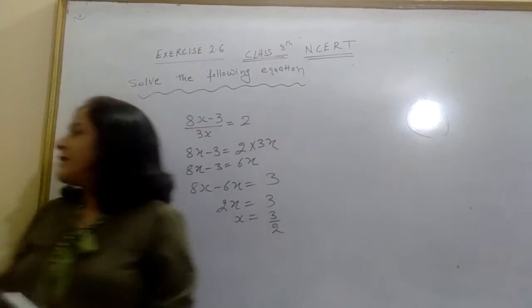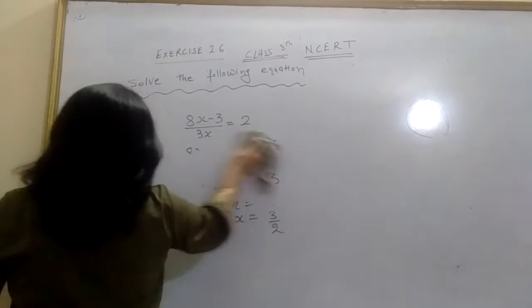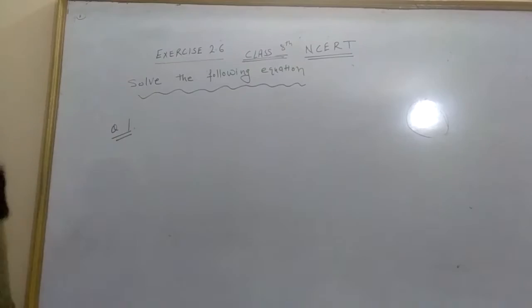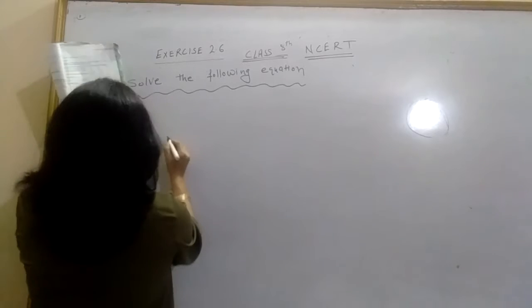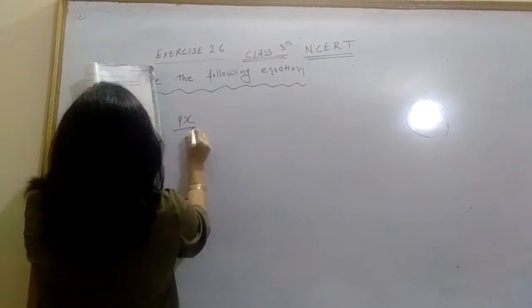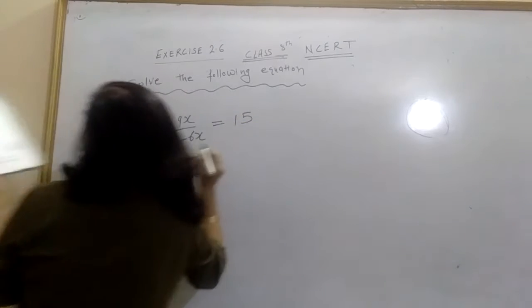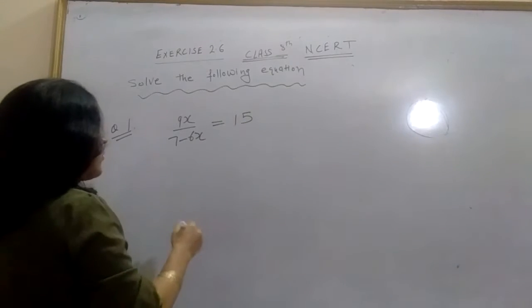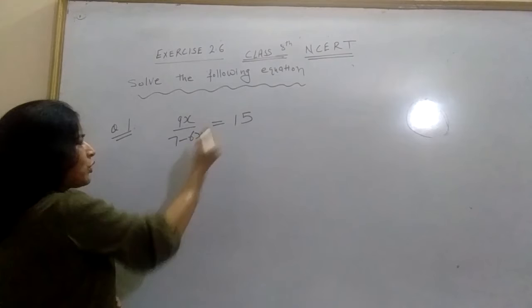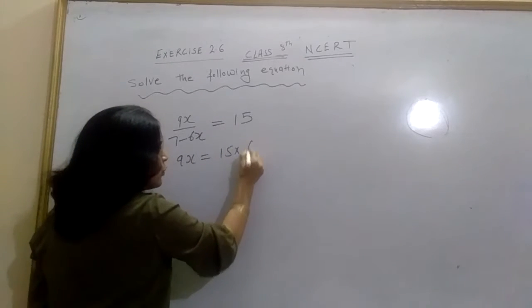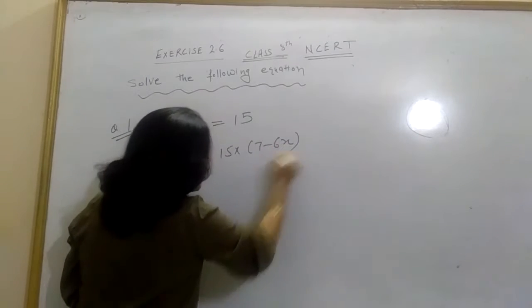Next question is 9x upon (7 minus 6x) is equal to 15. Again, we will transpose the denominator to the other side. 9x is equal to 15 into (7 minus 6x), the whole term.